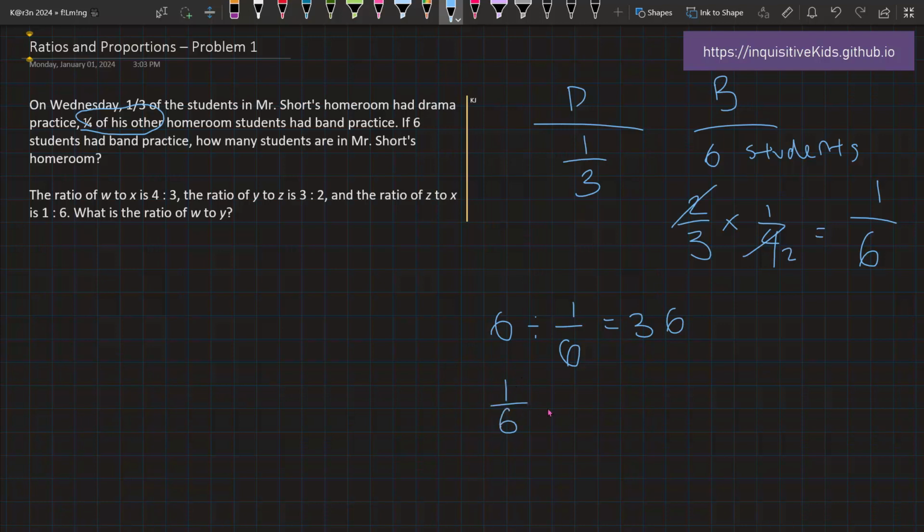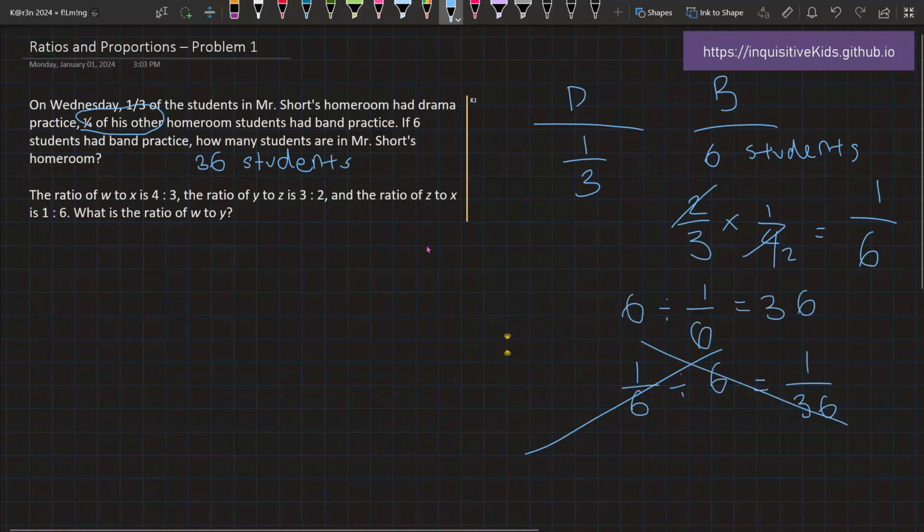Remember, it's not the other way around. It's not 1/6 divided by 6. That would give us 1/36. This is not accurate. And you could tell because 1/36 is not a reasonable answer for this type of problem. So we know that there are 36 total students. That would help us answer this question. 36 students are in his homeroom overall.